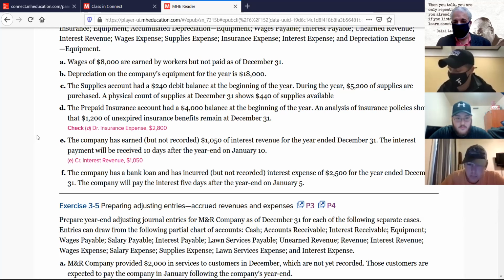The opposite of E. E is from the folks that borrowed the money. I borrowed money from you, and I have to pay you back. E is I loan the money to somebody and they owe me the interest. I get interest revenue, not interest expense. But in F, I've got interest expense. Opposite of E, good to go.